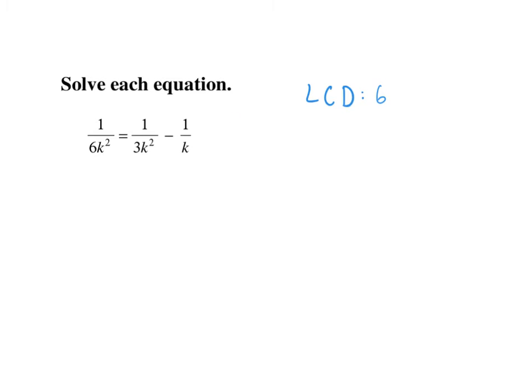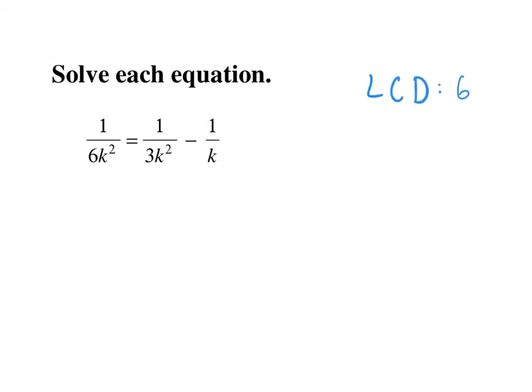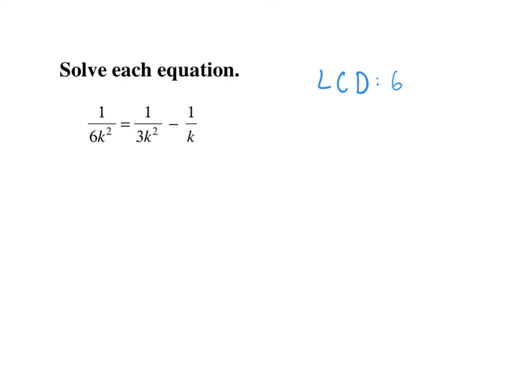And then you look at all the variable parts. So you have a k squared, and a k squared, and keep in mind, this is like a k to the 1. So you have these three terms that all have the same base, k, to some exponent. And so the LCD just gets the biggest exponent. So k squared will be part of the LCD. So we'll write that. So that's the LCD.